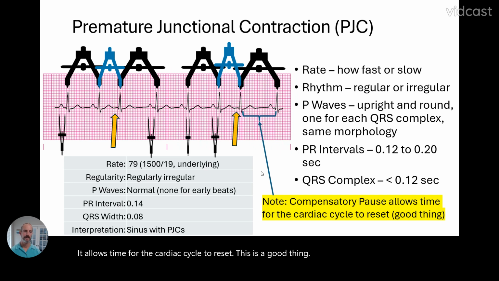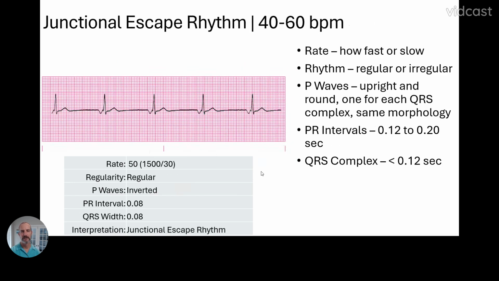And so in other words, sometimes these premature beats can be what are called interpolated. They occur early and the heart does not respond with a pause. That can be dangerous and put the person at increased risk of going into a lethal or dangerous rhythm.